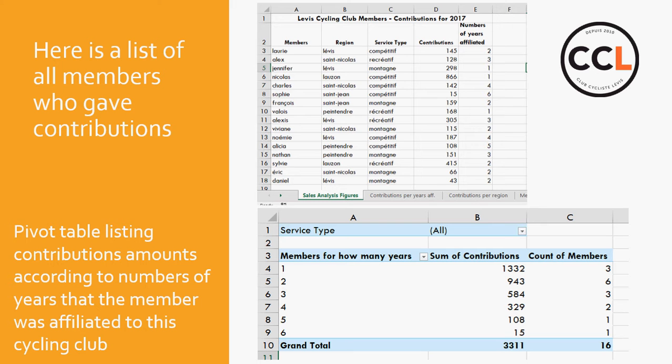By using the pivot table, he was able to add all the contributions from athletes per number of years of affiliation and also count the number of members per section. Thus, he should prioritize doing his promotion to the new members instead of the old ones. Indeed, out of the 16 donations, 9 people had 2 years or less of affiliation.